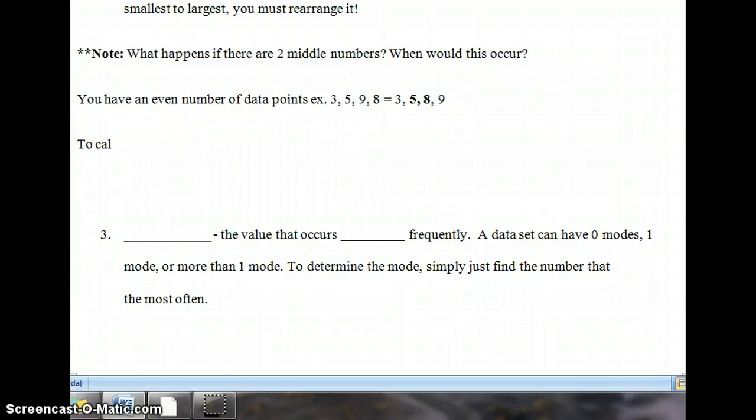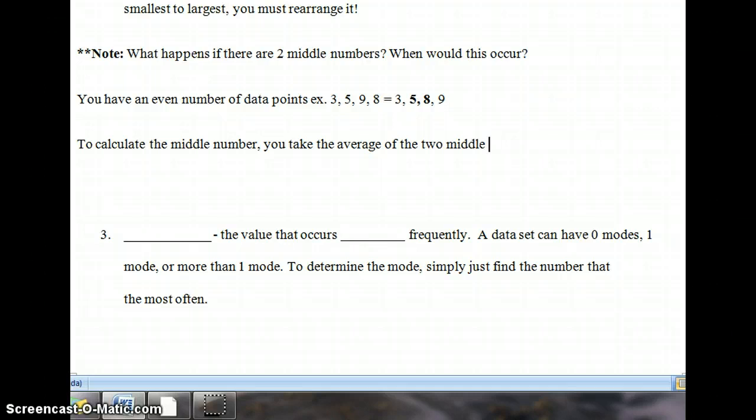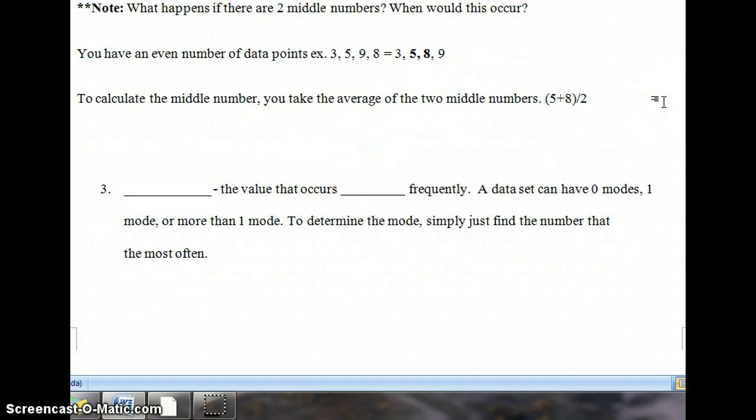To calculate the median in this case, you take the average of the two middle numbers. So you take the sum of those middle numbers, which would be 5 plus 8, and you divide that by 2. We'll look at some more examples later on, but if you take that, you should get 6.5.